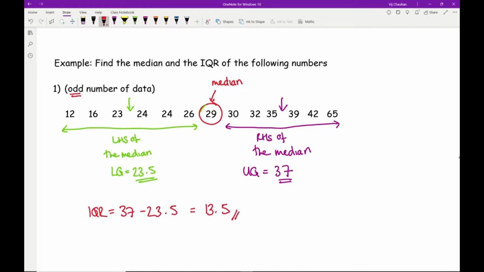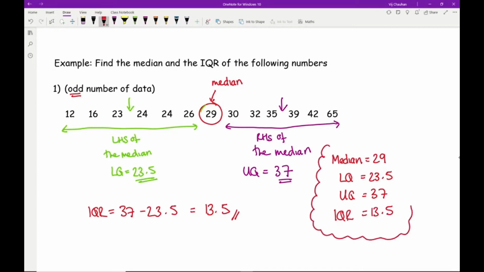So just to round up, I've got my median value of 29, I've got a lower quartile of 23.5, I've got an upper quartile of 37, and my interquartile range is 13.5.